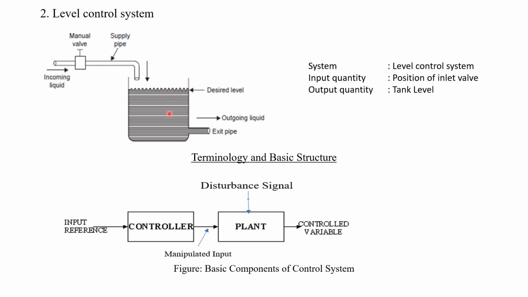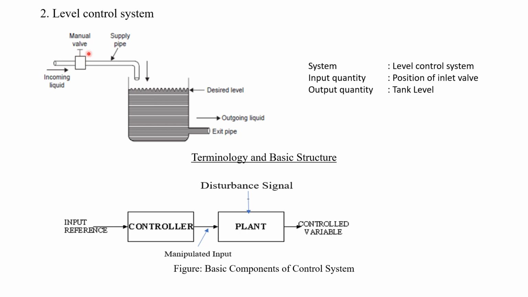Here the output we get from the level control system is the tank level, and the tank level will be varied by varying the position of the inlet valve. So this is also an example of a control system. Through the inlet valve, that is through the inlet pipe, there will be an inflow. Through the exit pipe, there will be a constant outflow. So to vary the tank level, we either have to open the valve or close the valve.